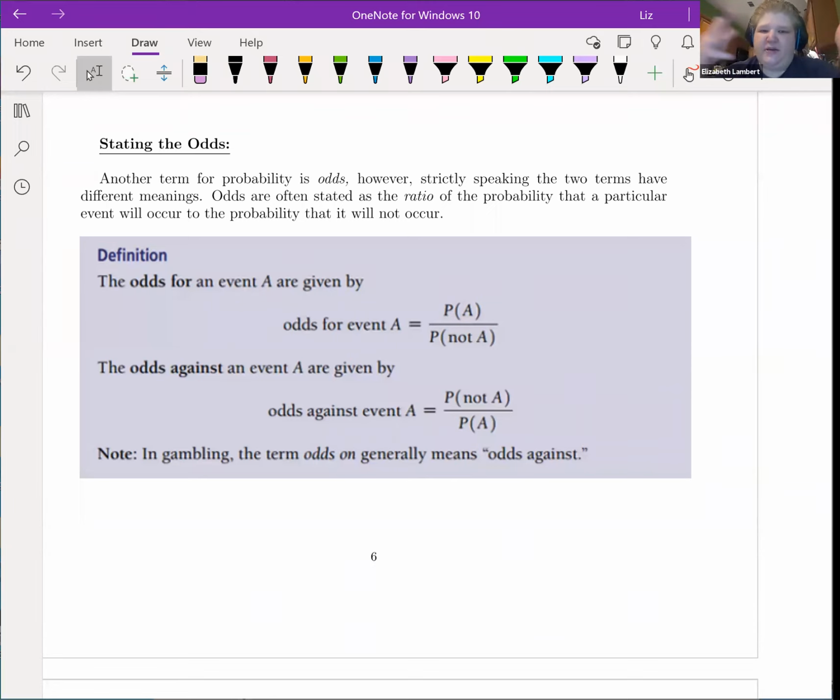So these can get a little confusing. And then at the end, and in gambling, the term odds on actually generally means odds against something happening, just to be extra confusing.